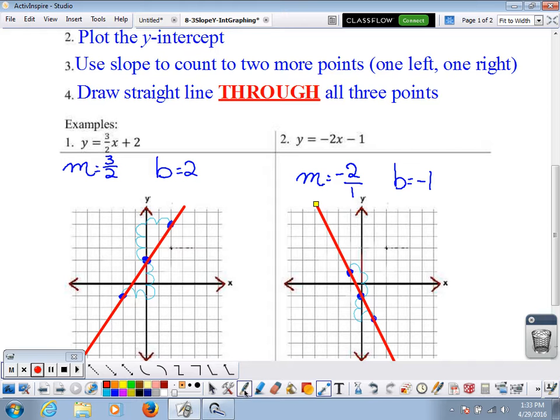Okay, and if we can extend that line all the way across that grid, that's the best thing that we can do. All right, what questions do we have about either of those 2 graphs, either of those 2 functions?